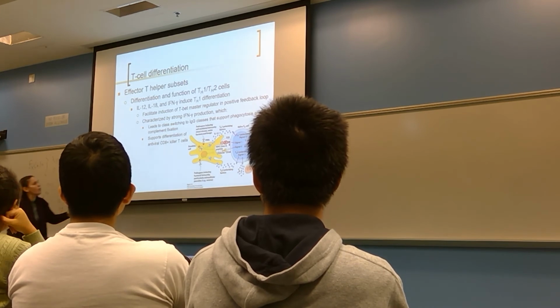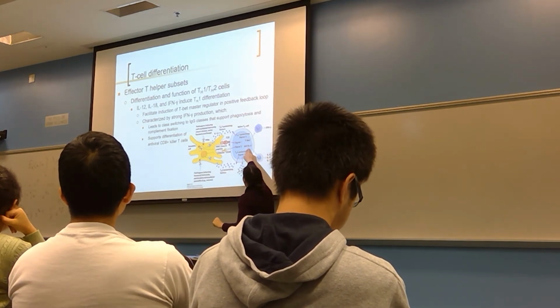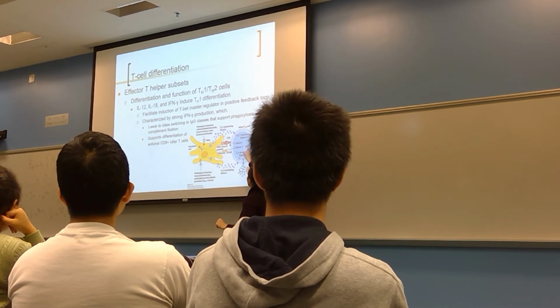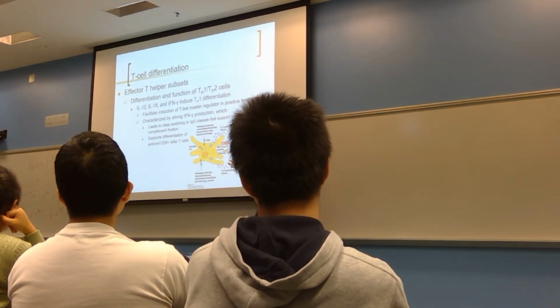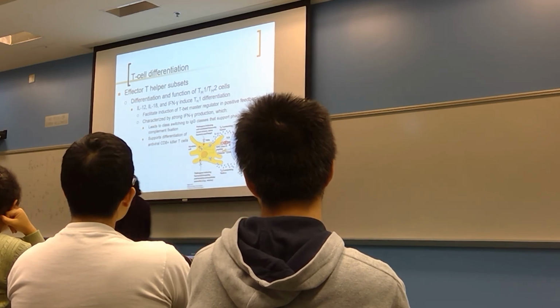Once you get the signal from the cytokine, it will either turn on GATA3 or turn on T-bet. T-bet will stop GATA3, and GATA3 will stop the expression of T-bet, and that's how we switch from T helper 1 to T helper 2.